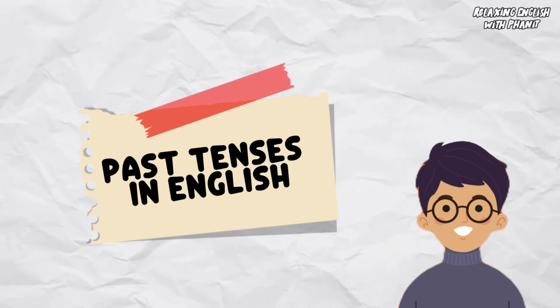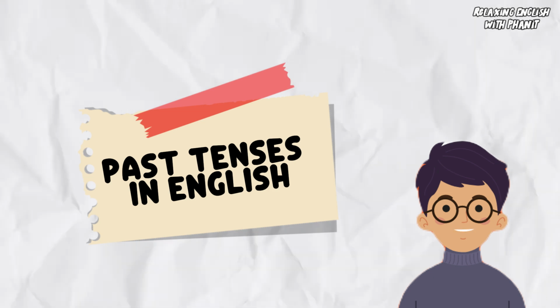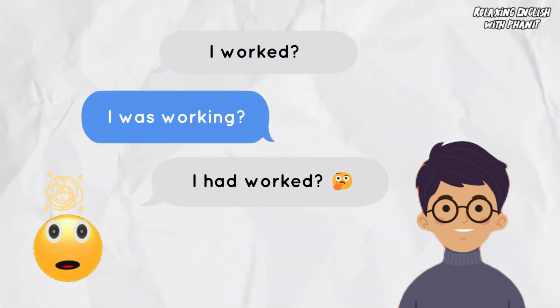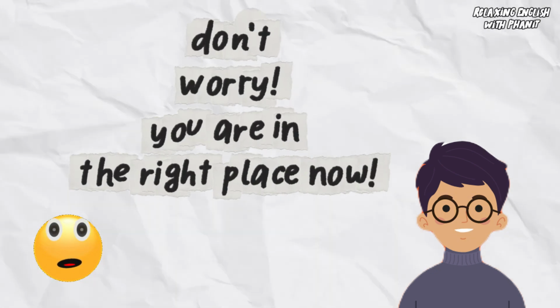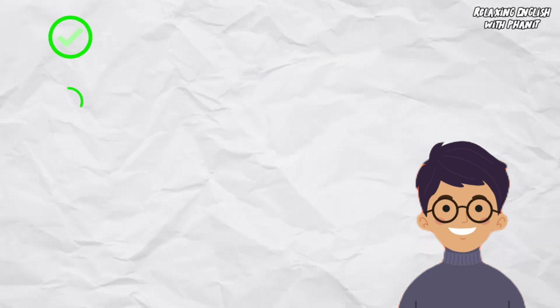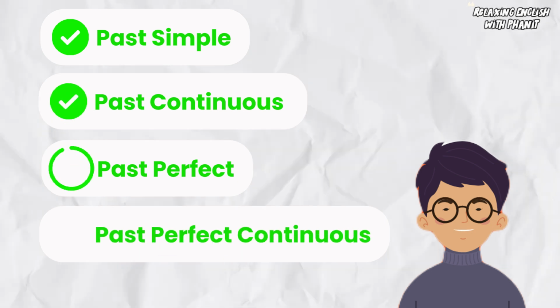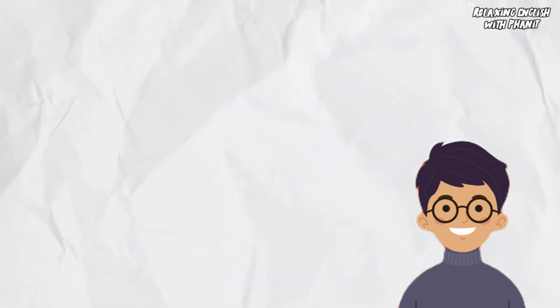Let's talk about the past, but not just any past, the English grammatical past. If you've ever felt confused about whether to say I worked, or I was working, or I had worked, you are in the right place. Today we're going to clear up all that confusion. We're breaking down the 4 key past tenses in English. I promise it's going to be clear, straightforward, and maybe even a little bit fun.